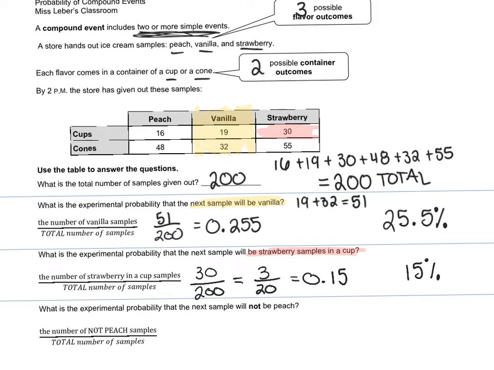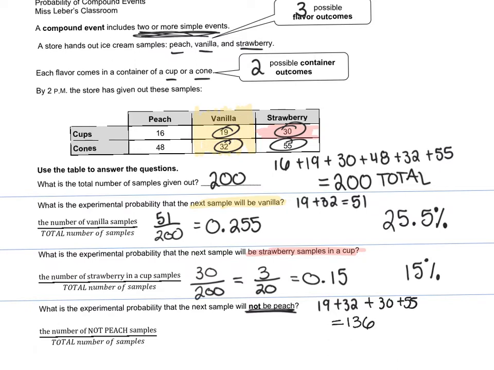And then last but not least, the one at the bottom. It says, what is the experimental probability the next sample will not be peach? So there's multiple ways to do this. You could add up all the ones that aren't peach. You could add up the ones that are peach and subtract from how many there are. It's completely up to you. I would recommend adding up the ones that aren't peach so I can see I've got 19, 32, 30, 55. So I can just do 19 plus 32 plus 30 plus 55. And again, you can use mental math or a calculator. When I do that, that gives me 136.